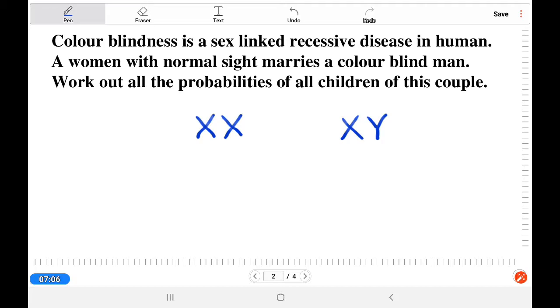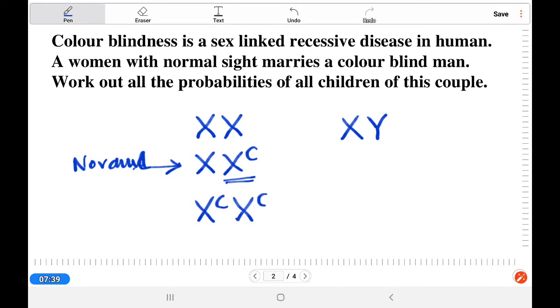So what combinations can we write? This female is normal. Why is she normal? Because the colorblind gene is recessive, so the dominant gene will show and she is normal, but she is a carrier. She can carry the colorblind gene. If we write this combination with both recessive genes, then she is a colorblind female.